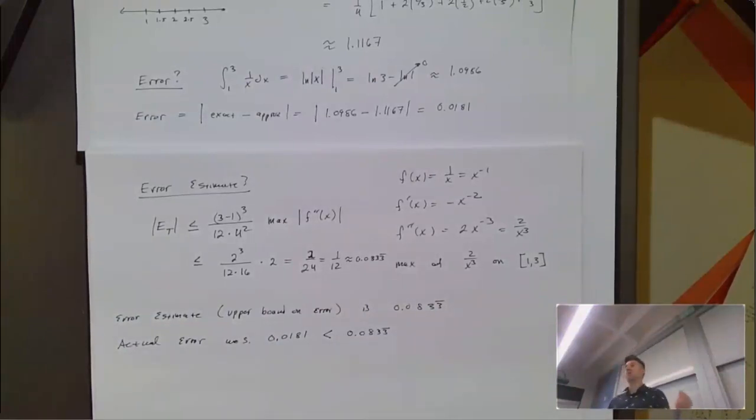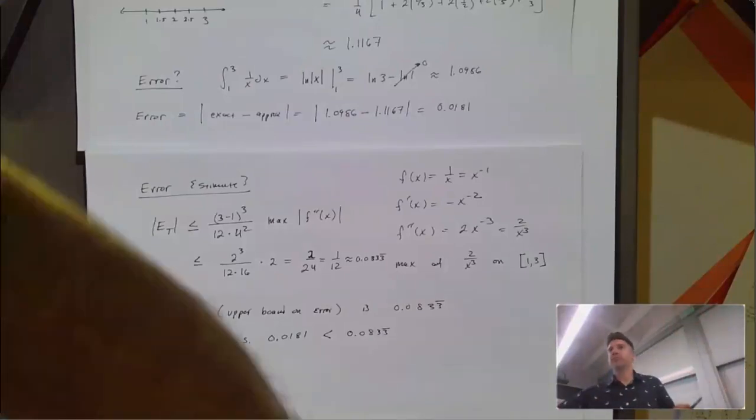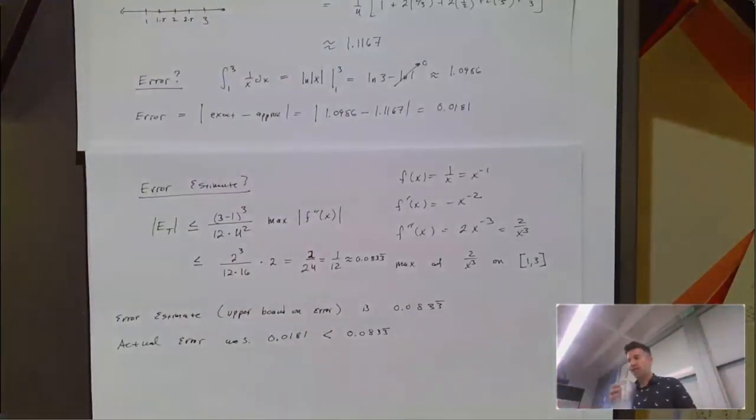So that's something to take away, is that whatever your error estimate is, it's really an upper bound on the error. So the error should never be larger than that. The error in all actuality will probably be smaller. It could actually be as big as that, but it almost never is.